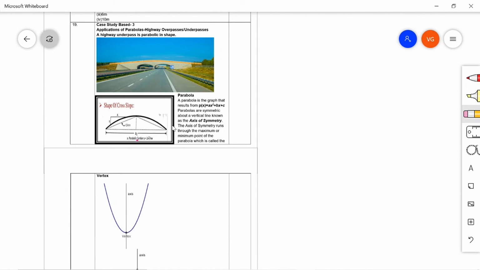Also they have given that parabolas are symmetric about the vertical line. See, this is the vertical line. If you fold on this line, the shape will fall on each other. That we call symmetry. So this vertical axis is called the axis of symmetry. And the maximum or minimum point of the parabola is called the vertex. See here, they have given everything about the parabola.